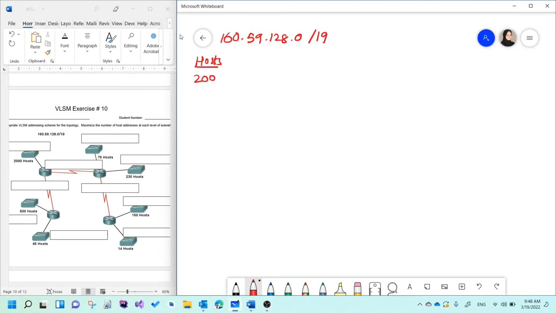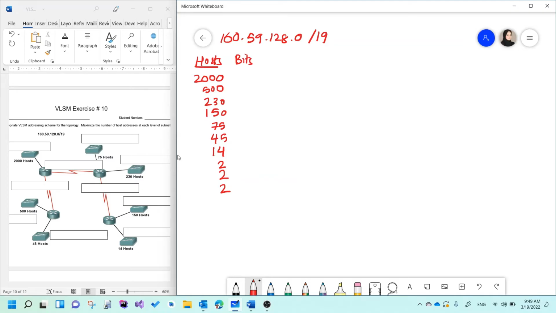So it would be 2000, 500, 230, 150, 75, then 45, and then 14. Okay, and then you have these red lines here, right? For each of these red lines, you need to write 2. So you would just write 2, 2, 2. Those are your hosts. Now, you need to figure out the bits that are required.